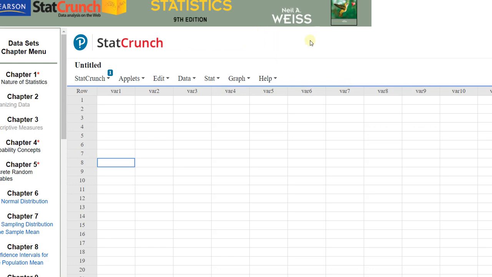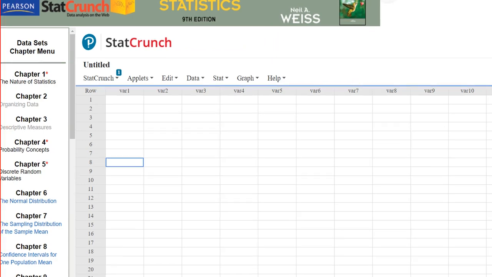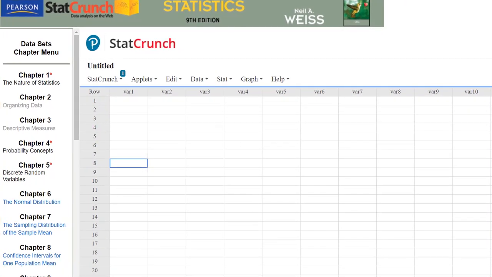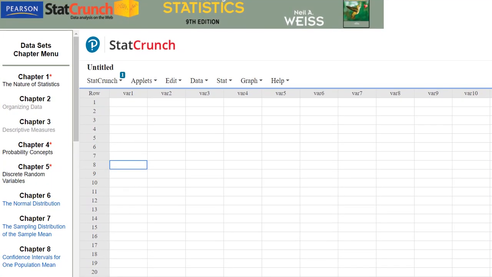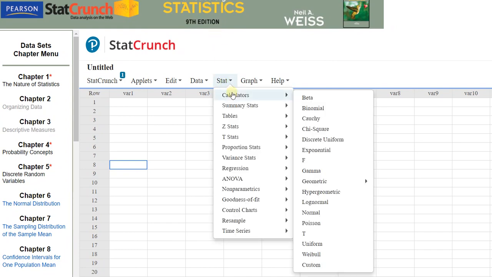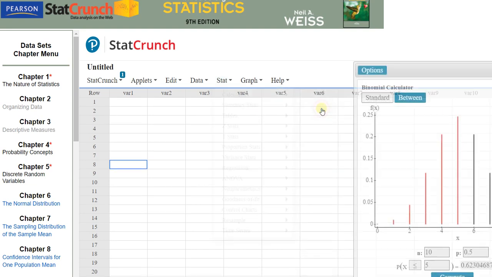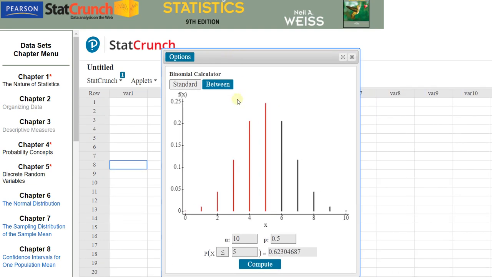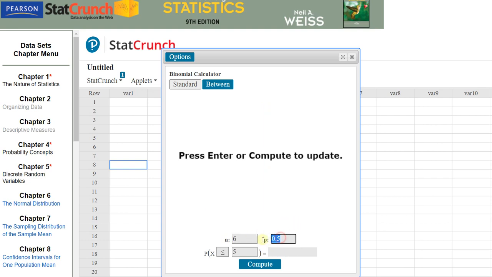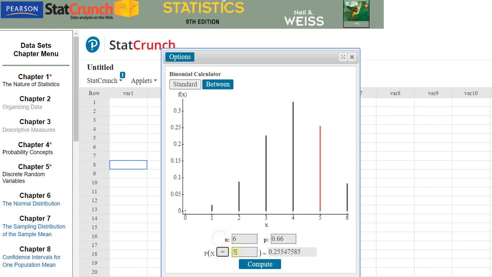Okay, so I'm back in StatCrunch once again. So let's take a look at how we are going to do this. I'm going to go to Stat, Calculators, Binomial, and forget the default. Remember our parameters are 6 and 0.66. So n is 6, the number of trials, and the probability of success was 0.66. Now let's begin with part A, probability of exactly 2.